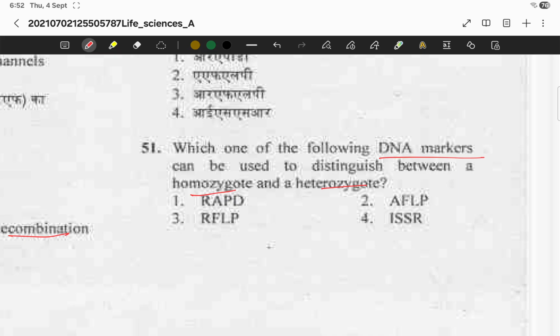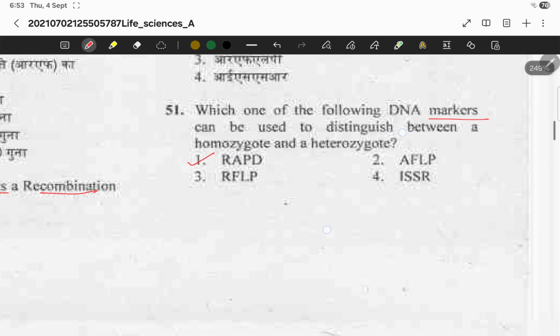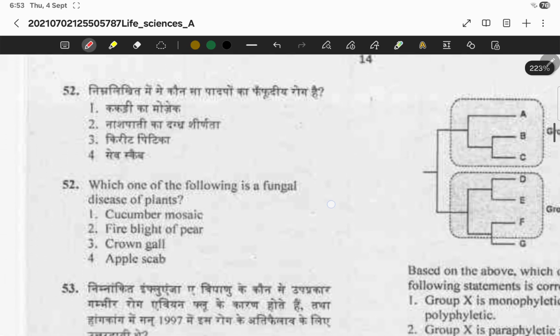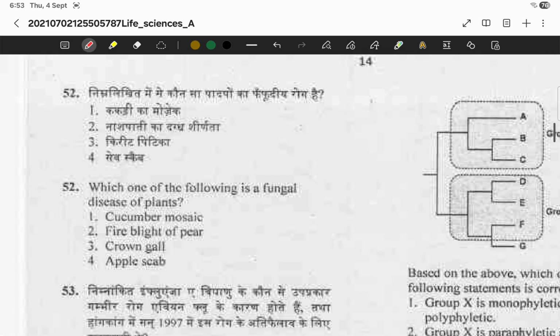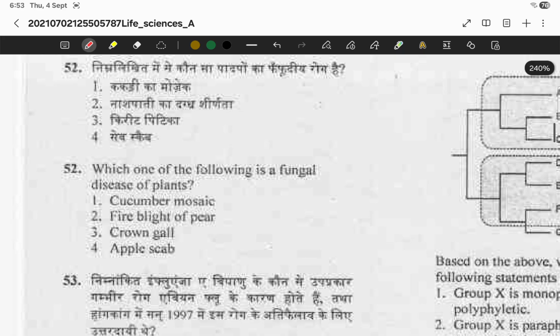I have been seeing this a lot, so I will mark this. But don't do this, people. Please don't do this. This is a very bad habit of mine. Which one of the following is a fungal disease of plant?